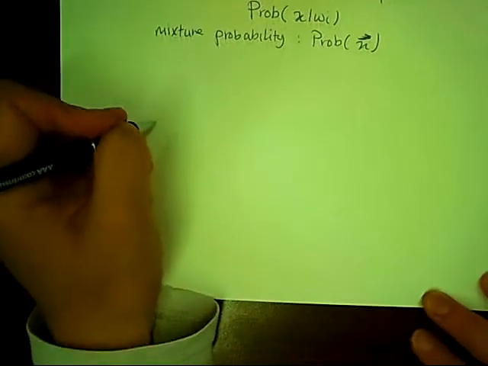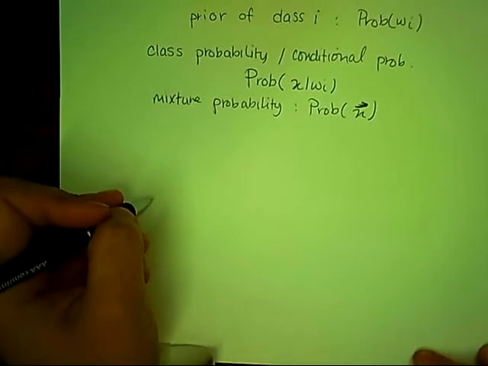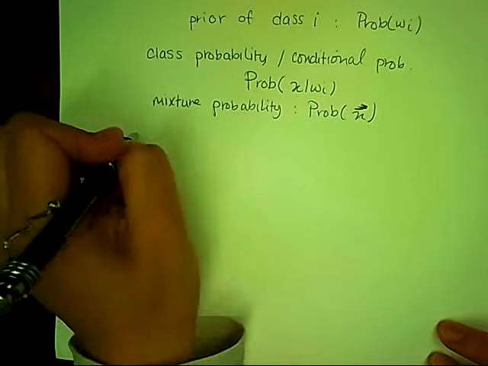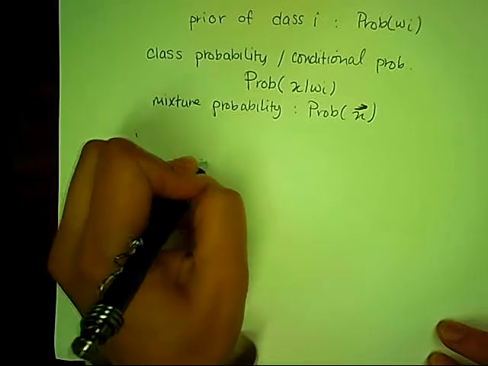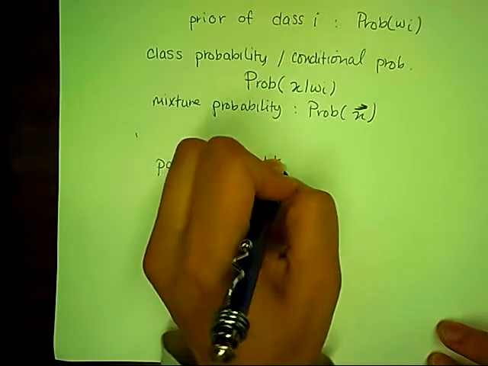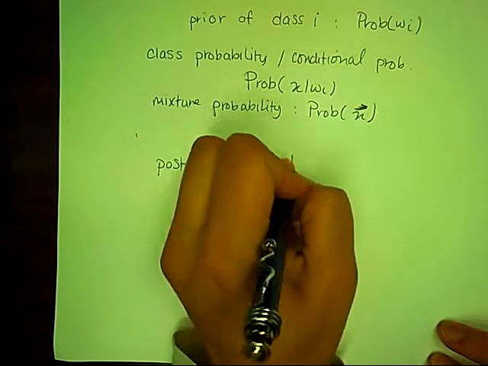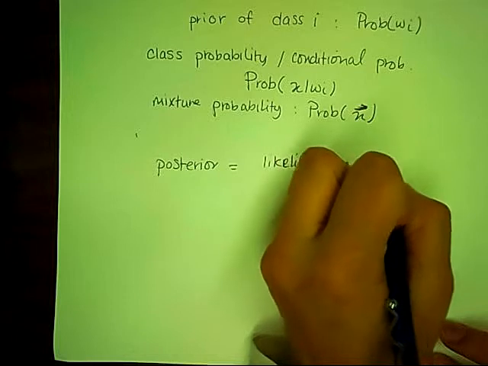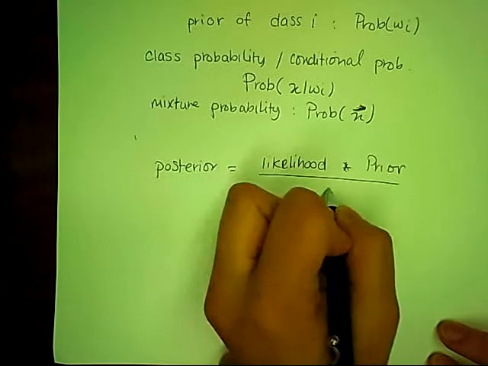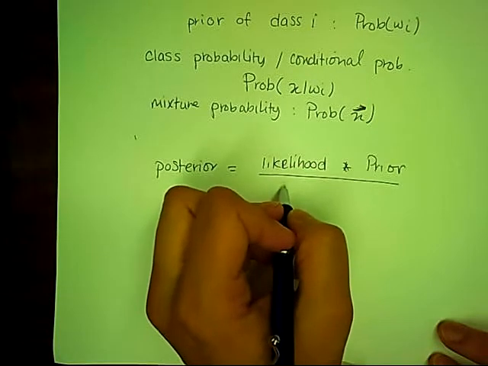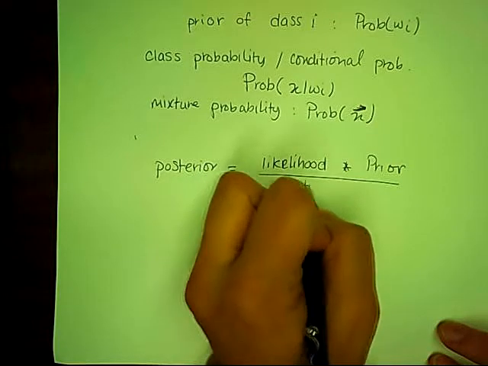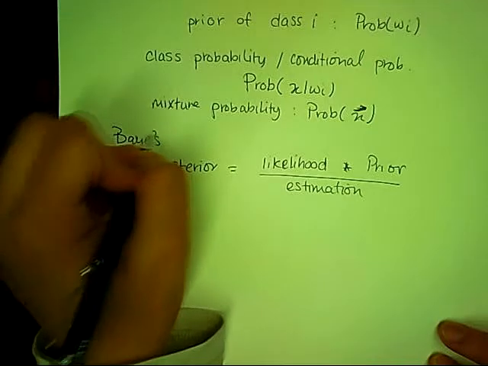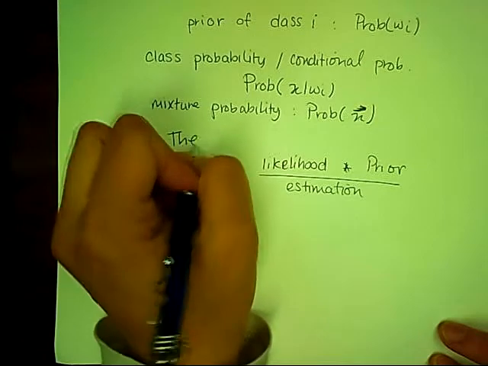We derive Bayes' rule through Bayes' theorem, and the definition of Bayes' theorem is: posterior probability equals the likelihood times the prior over the estimation. This is Bayes' theorem.